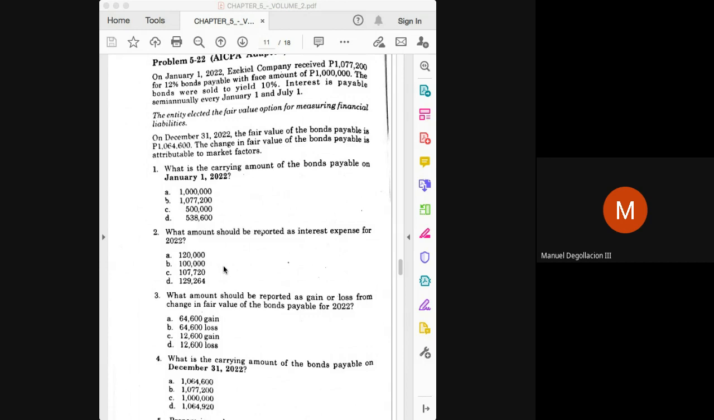Okay, there is no mention of credit risk here, so there's no need to split the amount of difference. Now the question is, is the change of 12,600 a gain or a loss? Definitely, this will be considered a gain because the amount of liability went down from 1,077,200 to 1,064,600. So in this case, we will have a gain of 12,600. Now, the last question is, what is the carrying amount of bonds payable on December 31, 2022? The answer would be 1,064,600, which is simply the fair value on that date.